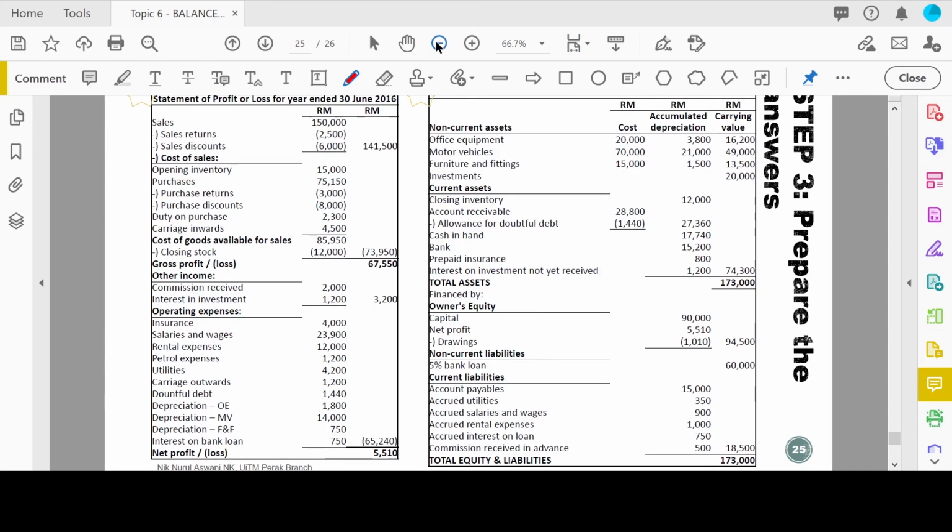Let me reduce the size so that you can see everything together. I just want to focus on the discussion of the adjustments, because once you identify all the items that you have to show in the statement of profit or loss and statement of financial position, then you are able to prepare, because we are using the same format over and over again. So you just follow the format, and make sure your total assets equal total equity and liabilities.